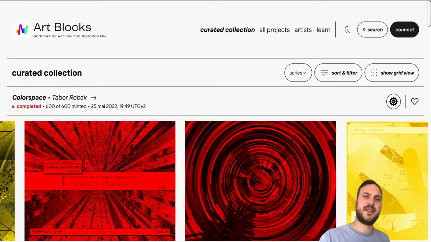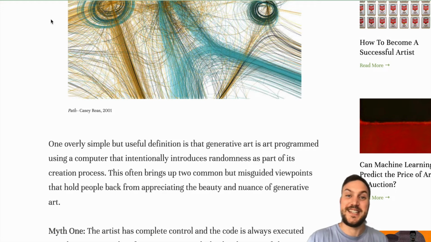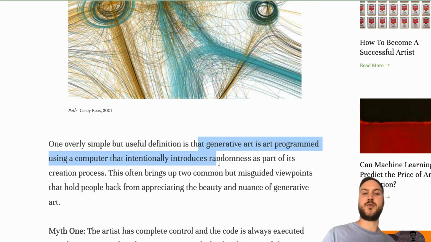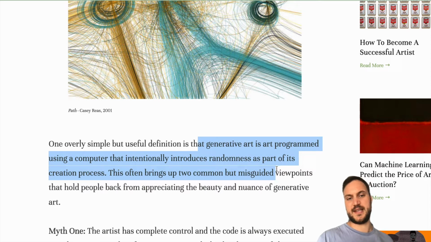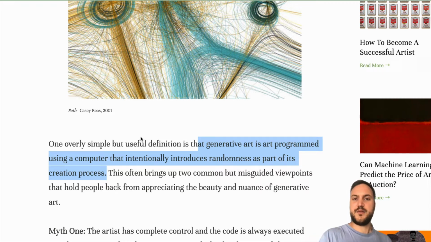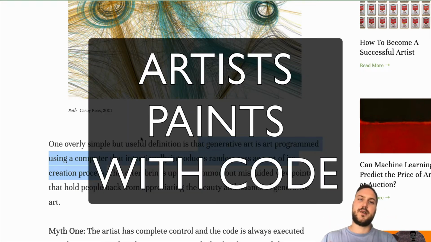But let's dive into what is generative art. There is this very great article on Artnome about that type of art. So generative art is art programmed using a computer that intentionally introduces randomness as part of the creation process. So this is a very simplistic definition, but one that anyone can grasp. The artist paints with code, basically.